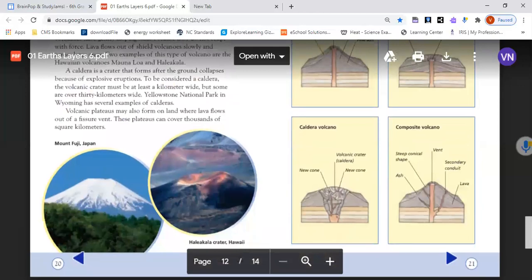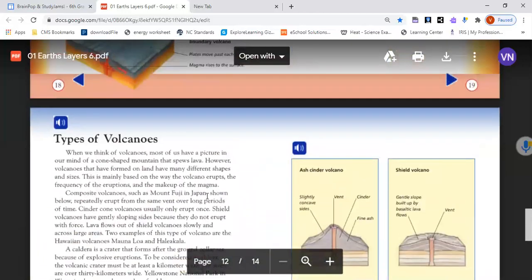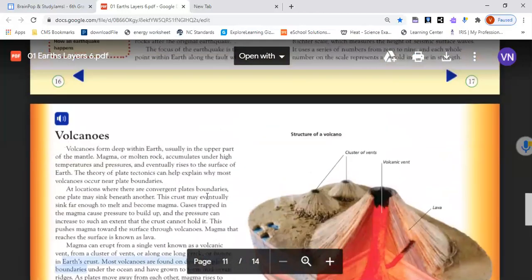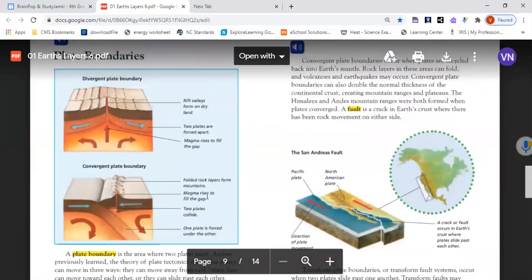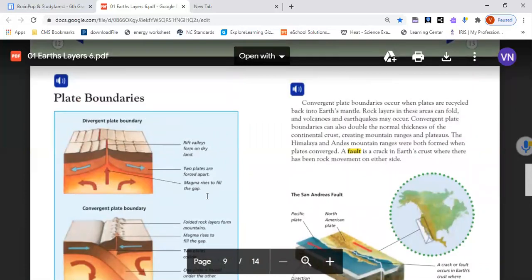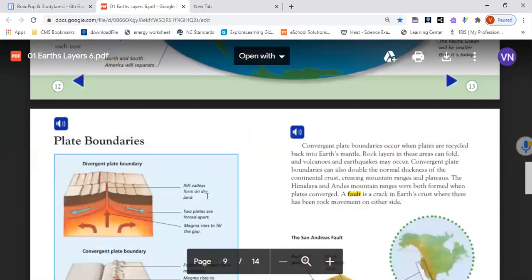With this, I think we are done with pretty much our types of volcanoes. We are done with the causes of earthquakes and volcanoes. We are also done with different types of boundaries: divergent, convergent, and transform boundaries.